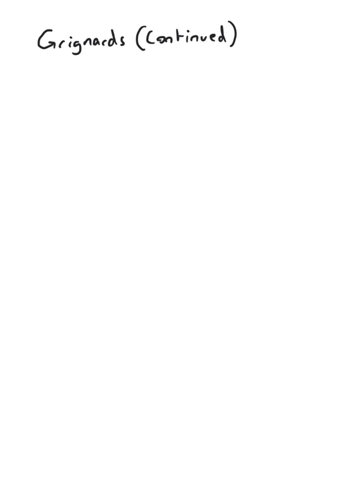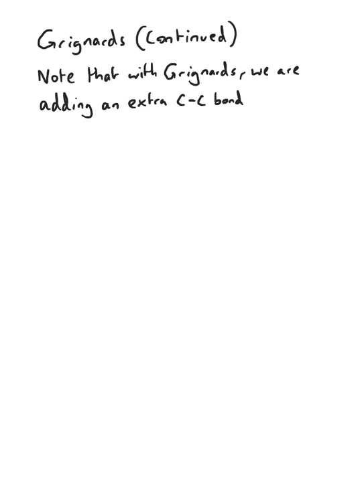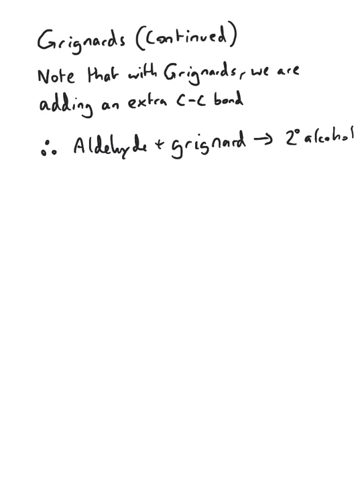This video is a continuation on the topic of Grignard reagents. I'd like to point out that with Grignards, we are adding an extra carbon-carbon bond. Therefore, when we are adding this carbon nucleophile to an aldehyde, we are actually going to form a secondary alcohol, right? Let's show an example.